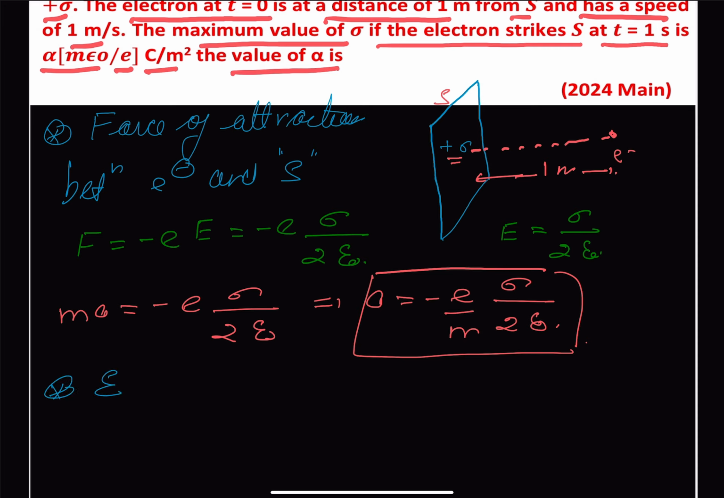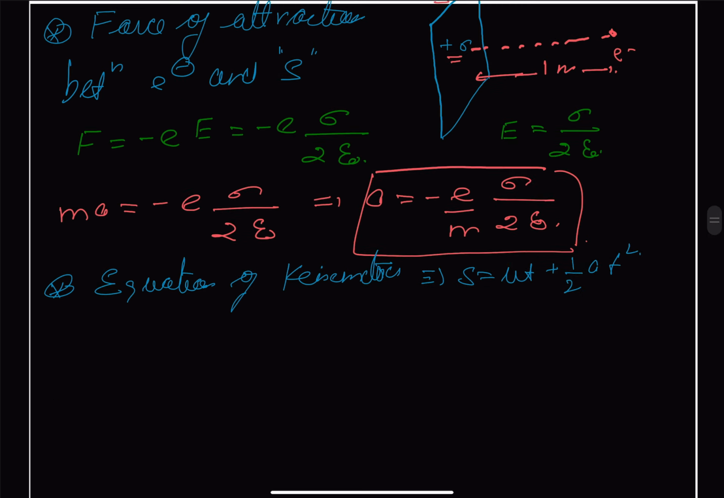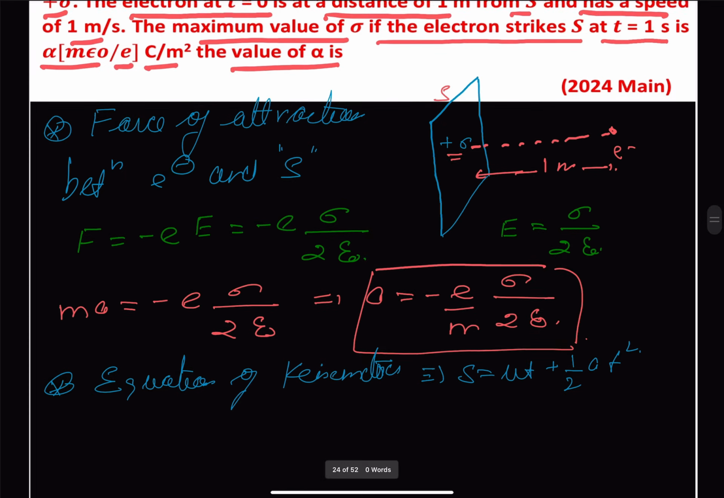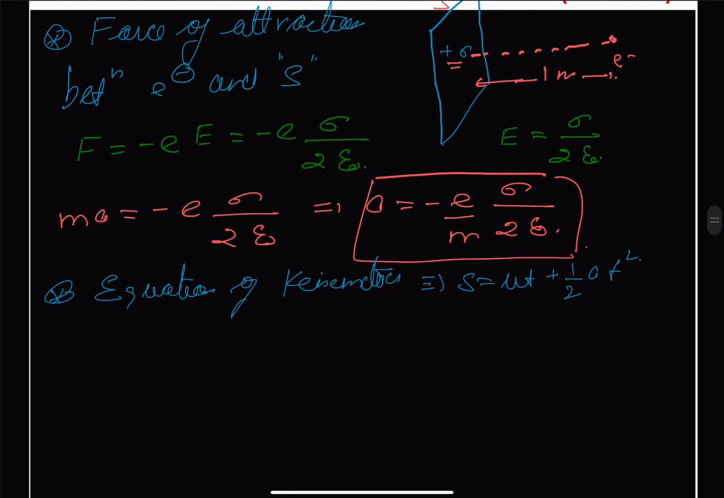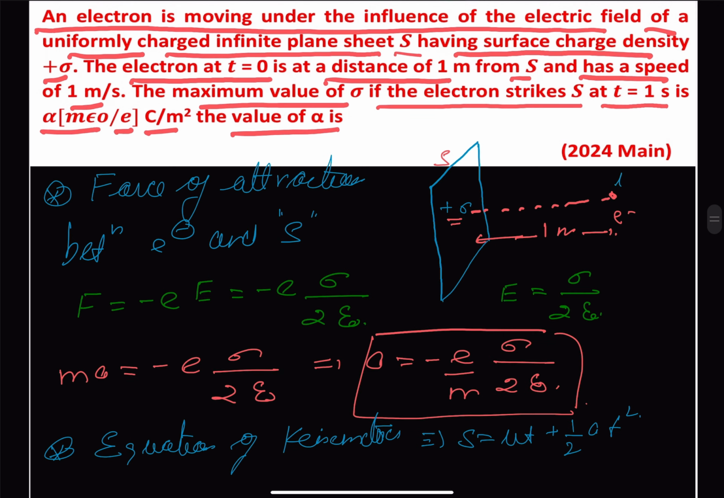So we can say, equation of kinematics, which tells that S is equal to ut plus half at square. And here S is our -1 meter, time is our 1 second, and u, initial velocity, is given to us, that at this particular moment u is our 1 meter per second. Okay. And the time taken to travel is also our 1 second.